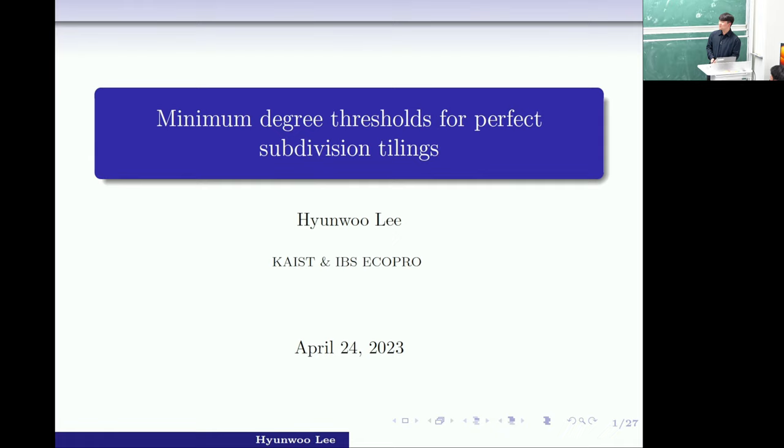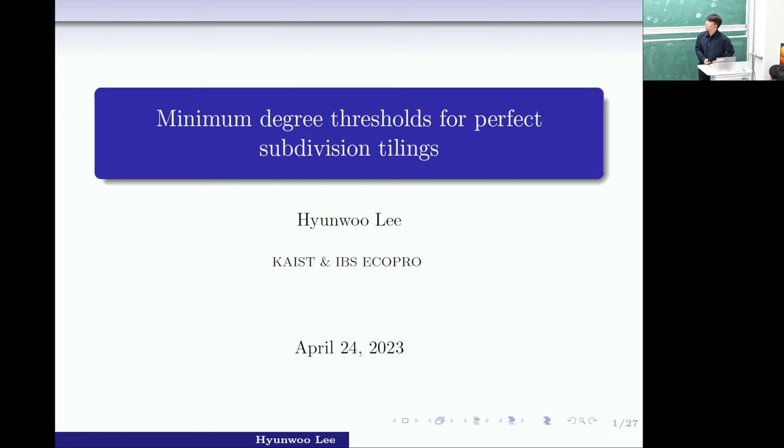Today I'll talk about the graph tiling problem, which is related to subdivisions. Embedding a large sparse graph into a substantially dense graph is one of the central topics in extremal graph theory, and especially finding a minimum degree condition to ensure the existence of such an embedding is called a Dirac type condition, and it was extensively studied in various literature. The purpose of this talk is finding a Dirac type condition for the existence of perfect subdivision tilings.